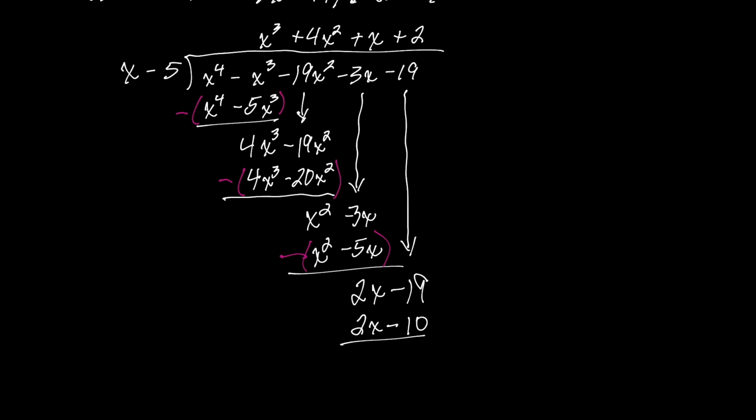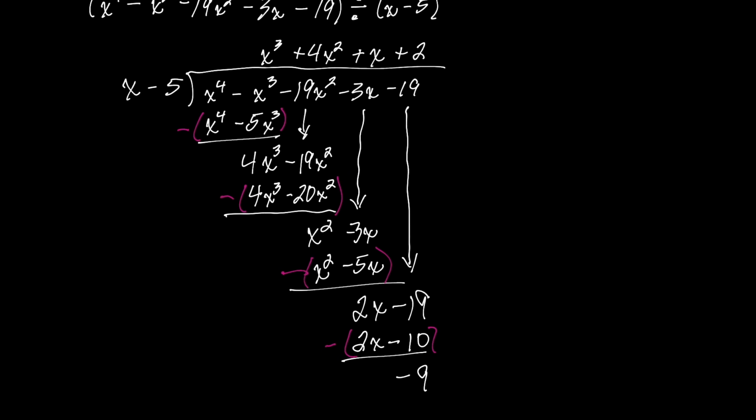Last step, subtract. Again, eventually you won't have to do this. I'm just doing this to remind you and also remind myself that I want to make sure I subtract both of those terms. So 2x minus 2x, that's 0. I don't have to write it. And negative 19 minus negative 10. So that's like adding 10. So that gives me a negative 9. Oops, I just wrote my remainder in the wrong color.